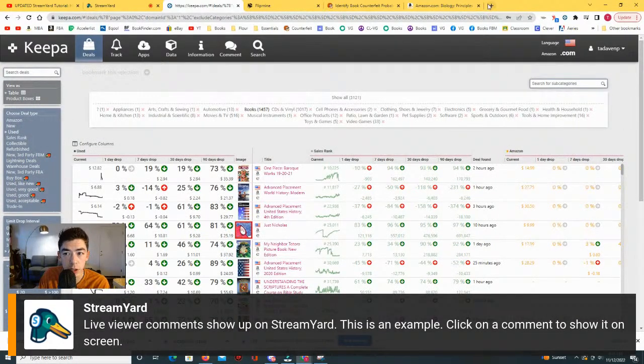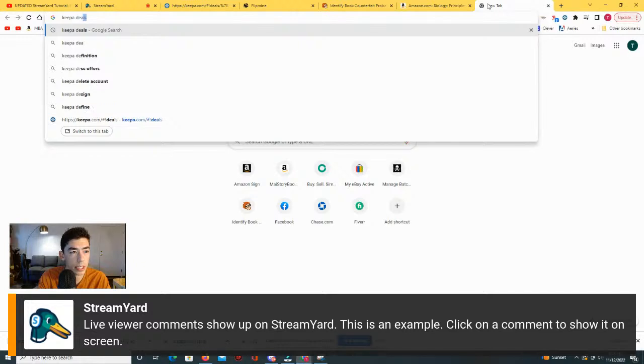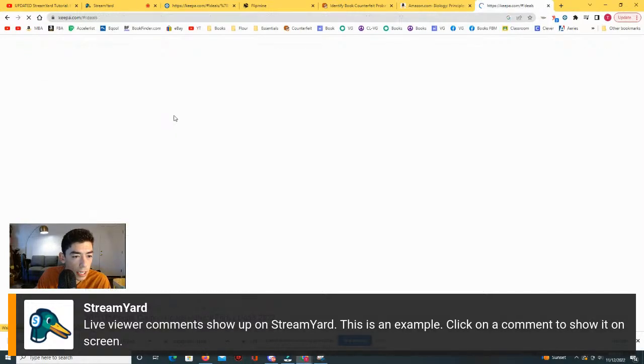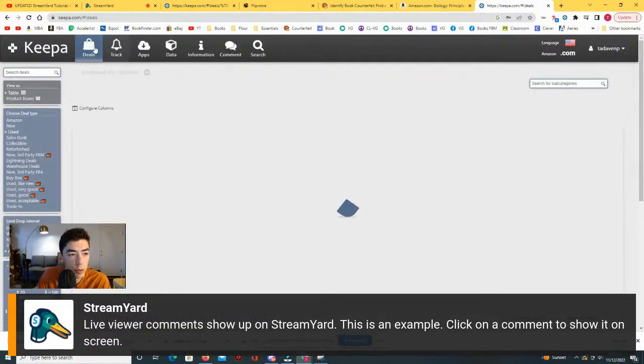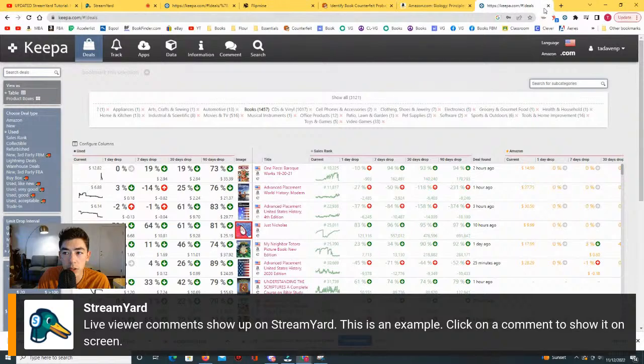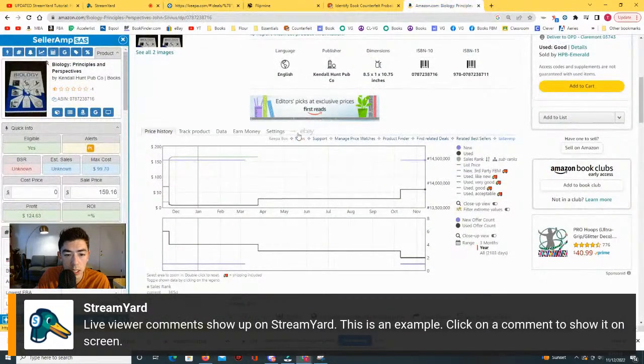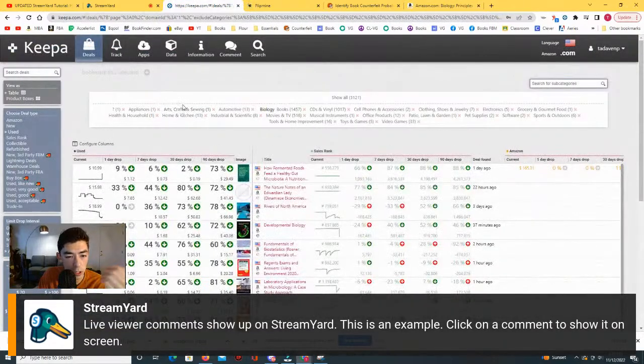First, you literally just type in Keepa deals to get there, like this. And you can go to the Keepa Amazon tracker, and it's up here in the left, Keepa deals. Or what you can do is on an actual listing where you see the Keepa graph, you can just go up here to the find related deals, and it'll bring you over to the Keepa deals page.